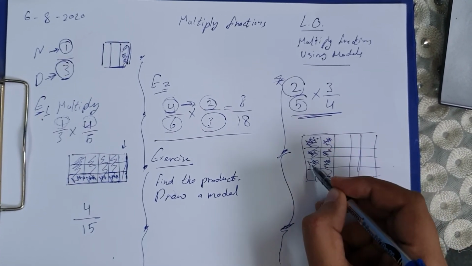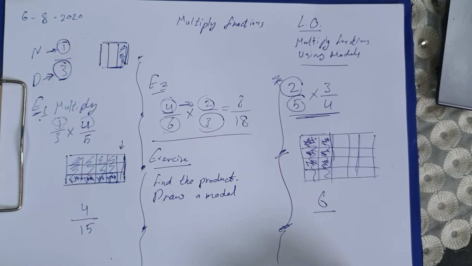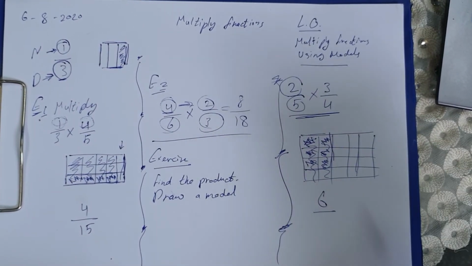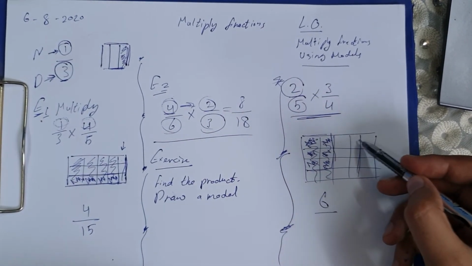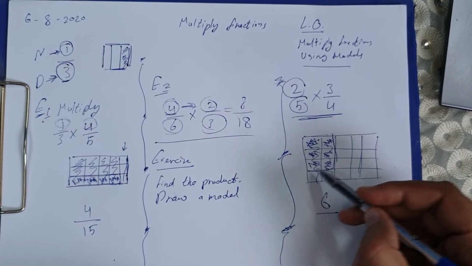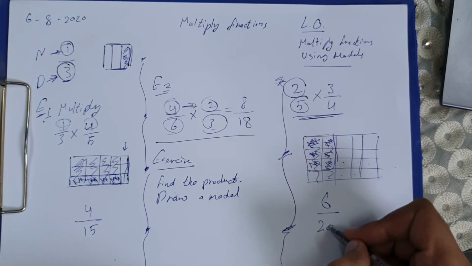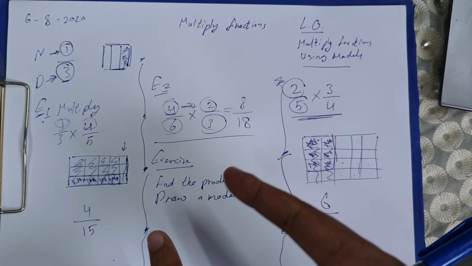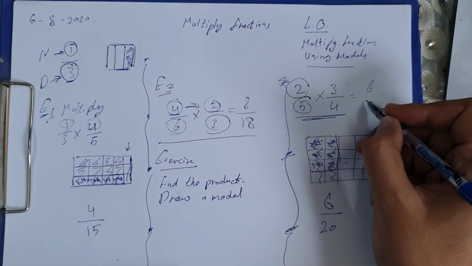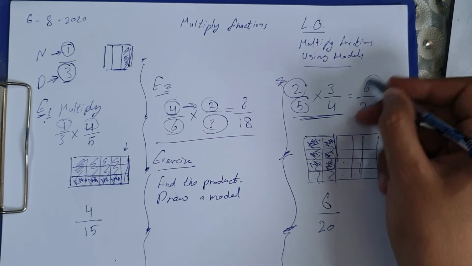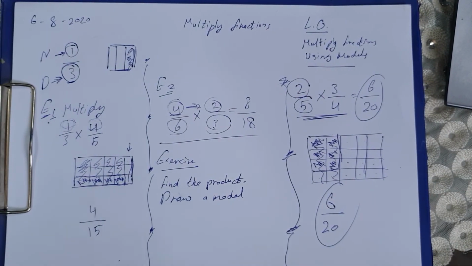Then the intersecting area here will be 6 in the numerator directly, and we will count all of them to write it in the denominator, which is 1 2 3 4 5 up to 20. Then this one is 20. Or we can use direct multiplying, which is 2 times 3, it will be 6, and 5 times 4, it will be 20. Same answer, and so on. This is our whole lesson.